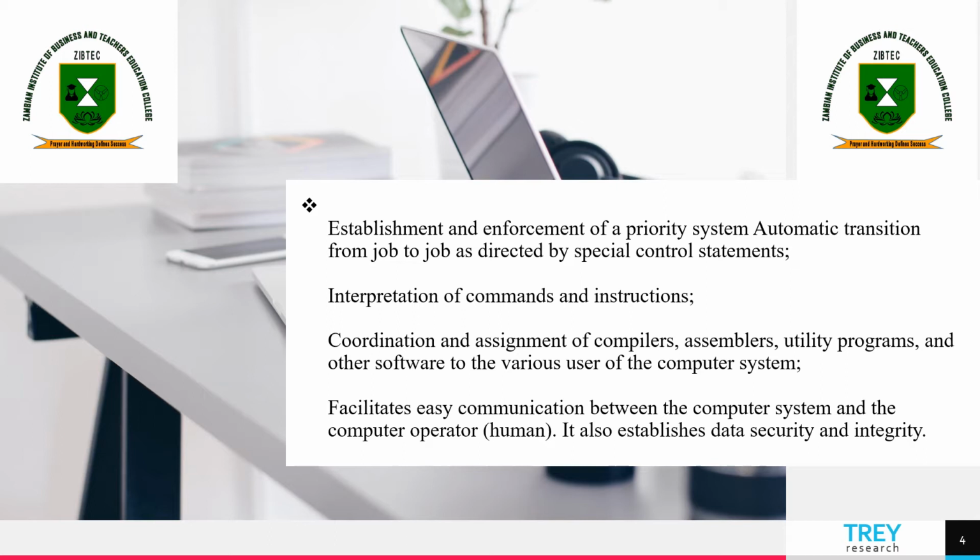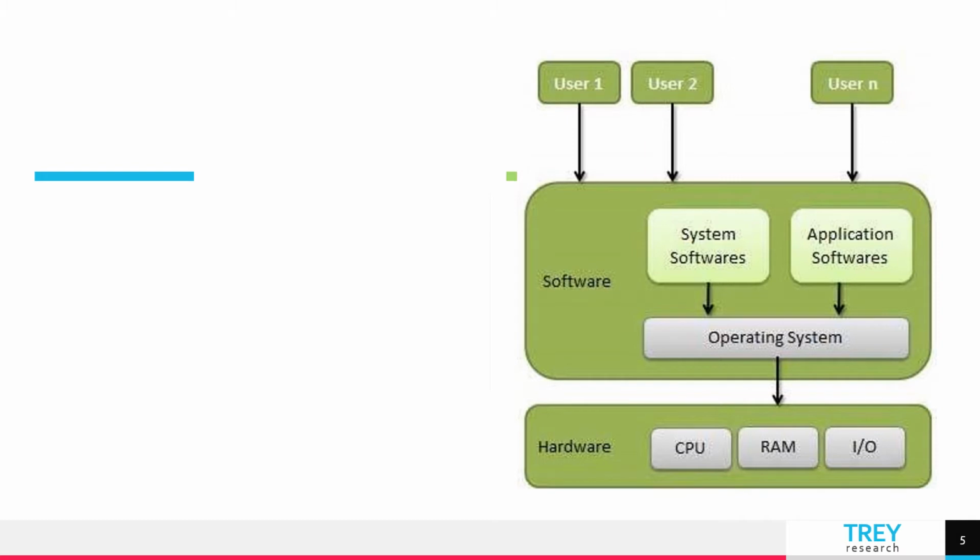Then when you talk of the coordination and assignment of compilers, assemblers, utility programs, and other software to the various users of the computer system, it facilitates easy communication between the computer system and the computer operator. The computer operator we're referring to, in this case, is the human and not the robot. It also establishes data security and integrity. I'll talk about the security part and the integrity part in a different direction. Right, so we move on.